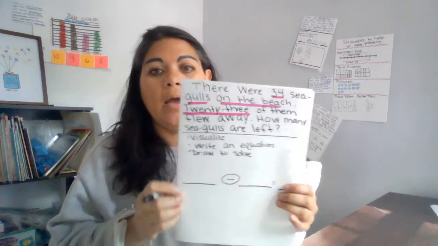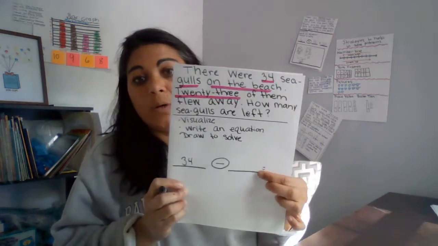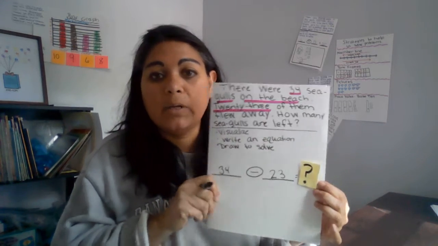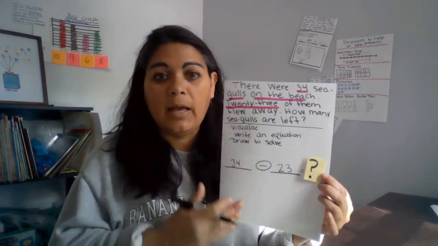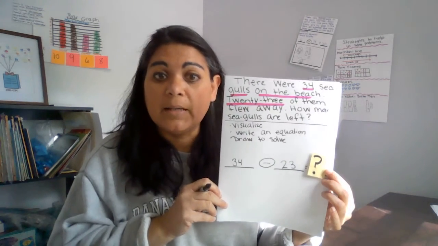So now that we visualized, let's make our equation to match it. We know we're subtracting. Our first group was 34. So let's go ahead and write 34. How many flew away? 23. That is the second group that we know. And now we're going to use our question mark to represent the amount that we don't know. Okay, the unknown amount. So now that we went ahead and wrote our equation, let's place value that.